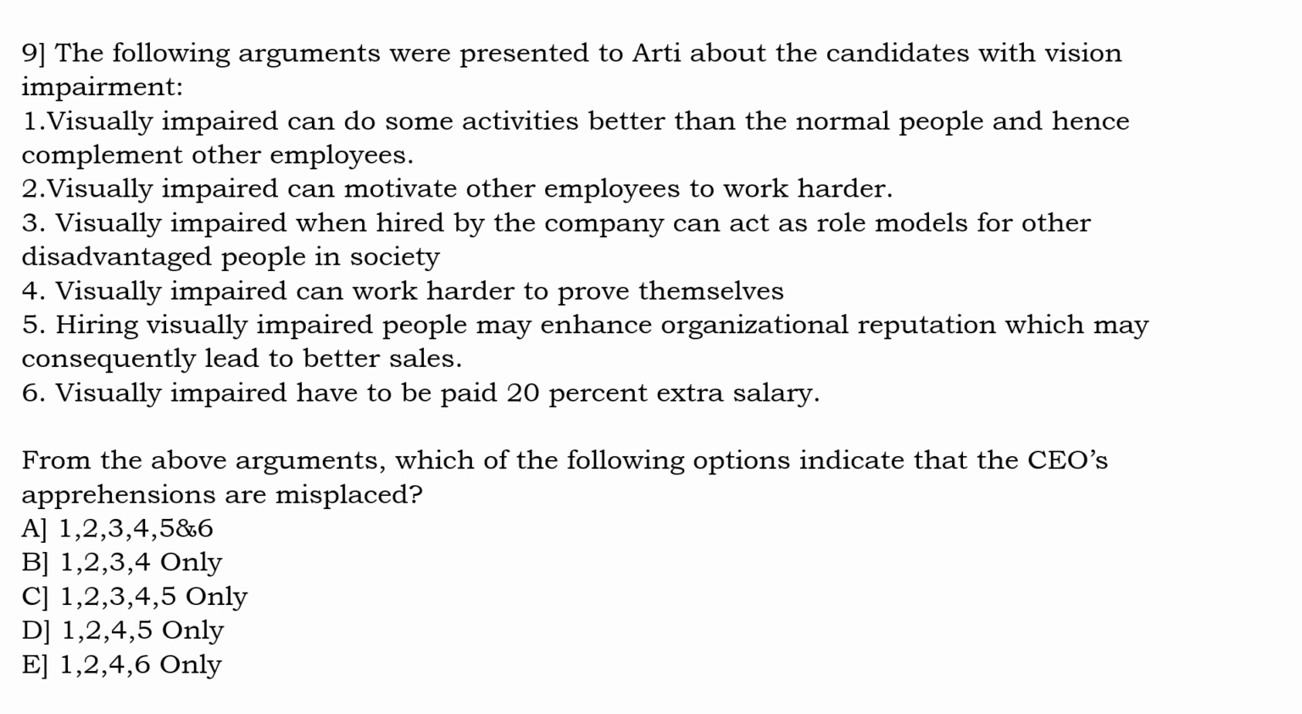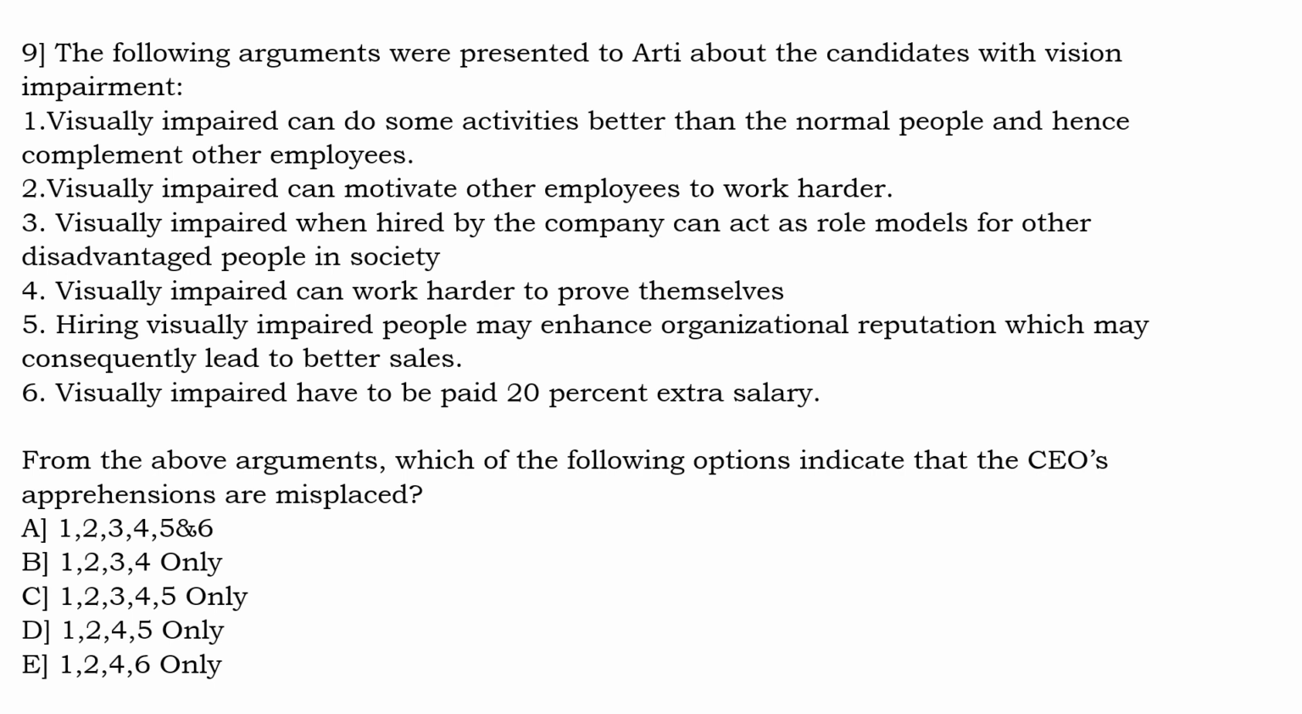So, by going through the options, you can easily say that except for statement number 6, all other statements are actually justifying the appointment of visually impaired people. Statement 1, they can do some activities better than normal people, and so they will be complementing or supporting the other employees. Second one, they can motivate other employees to work harder.